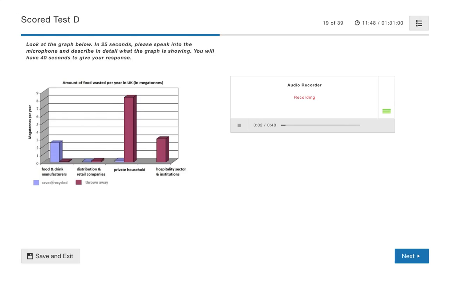This graph shows information about the amount of food waste per year in the UK. Items include megatons per year and saved, recycled, and thrown away. According to the graph, it's quite clear that food and drink manufacturers recycled more than they threw away. Private households have the largest number in thrown away, which is about 9 megatons per year. We can also see hospitality sectors and institutions. In conclusion, it's a very informative graph.